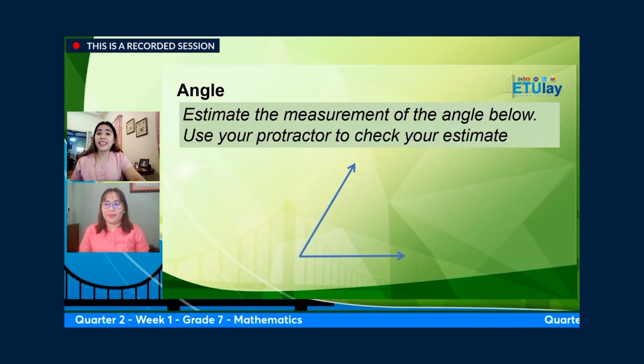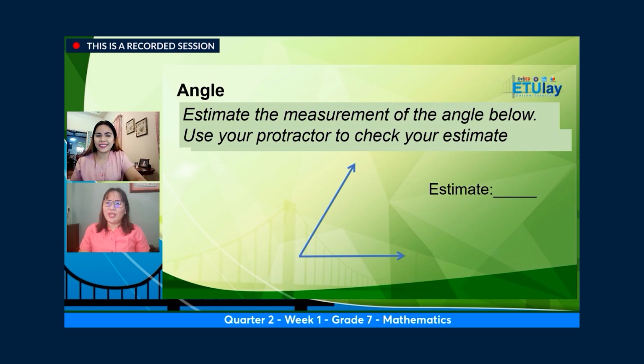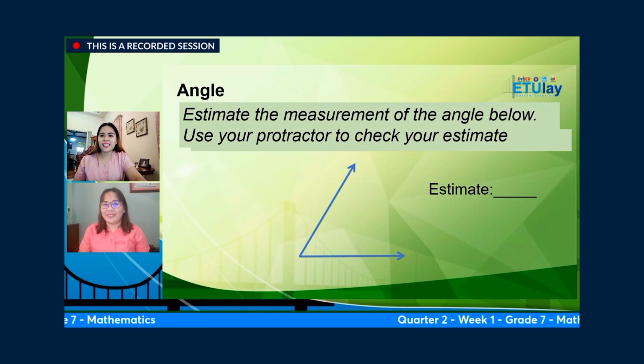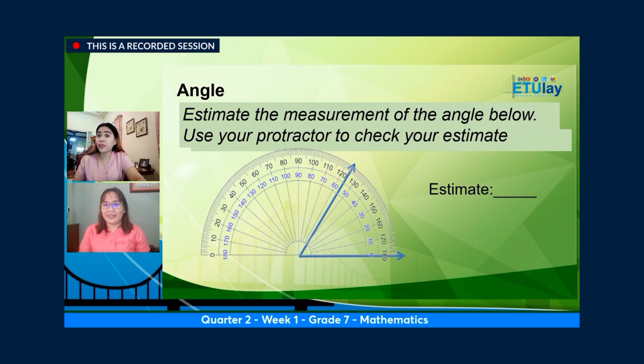Okay, let us estimate this. Estimate the measurement of the angle below. Use your protractor to check your estimate. So what do you think is the measurement of this angle? How about you, Tutor Jolly? What do you think is the measurement of this angle? I think, Tutor Rosan, it is 55 degrees. 55 degrees. Okay, now let us use a protractor to know the real measurement of this angle.